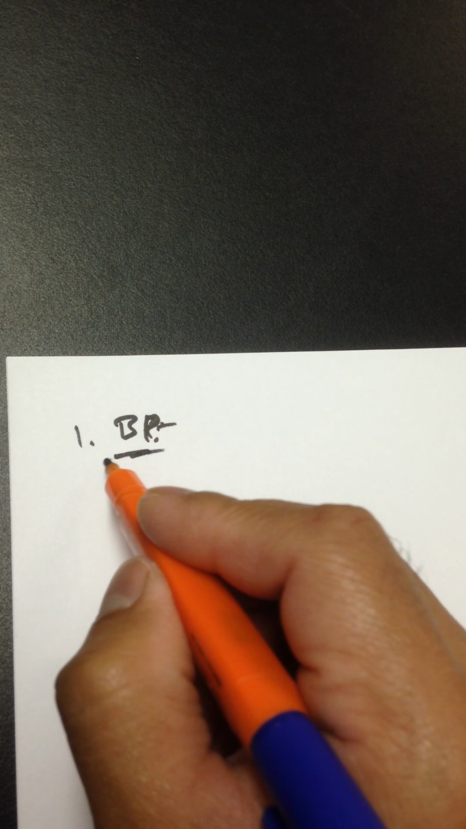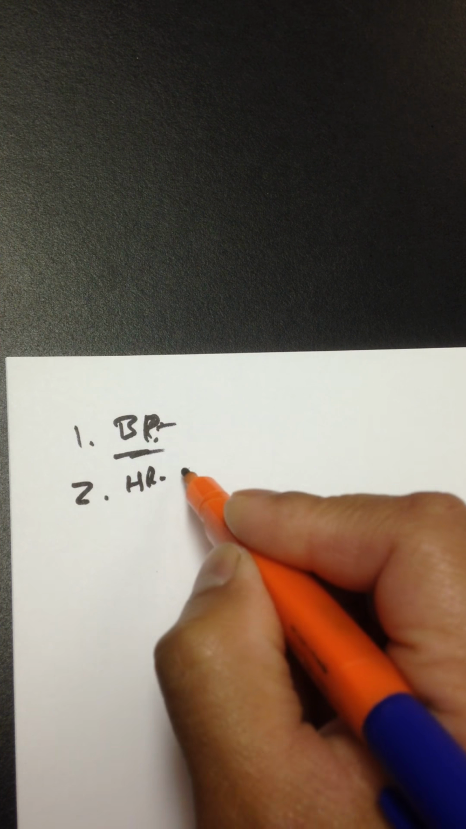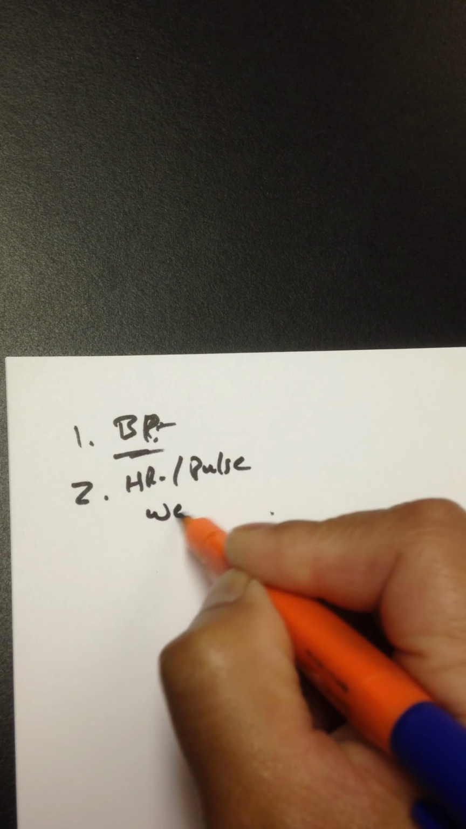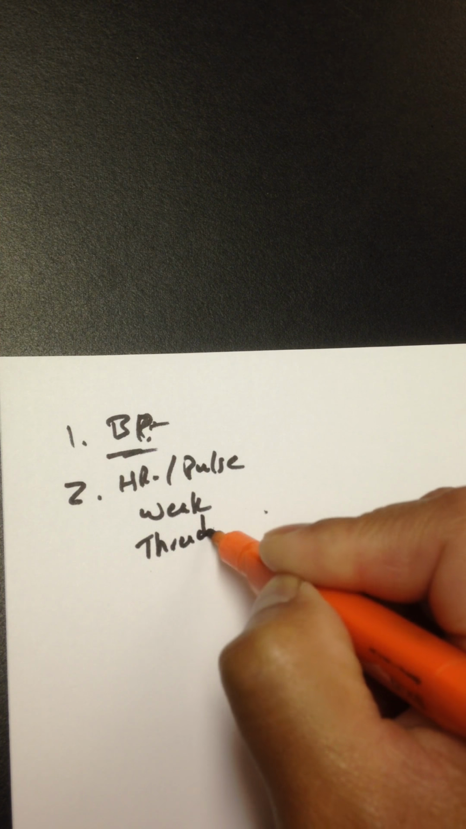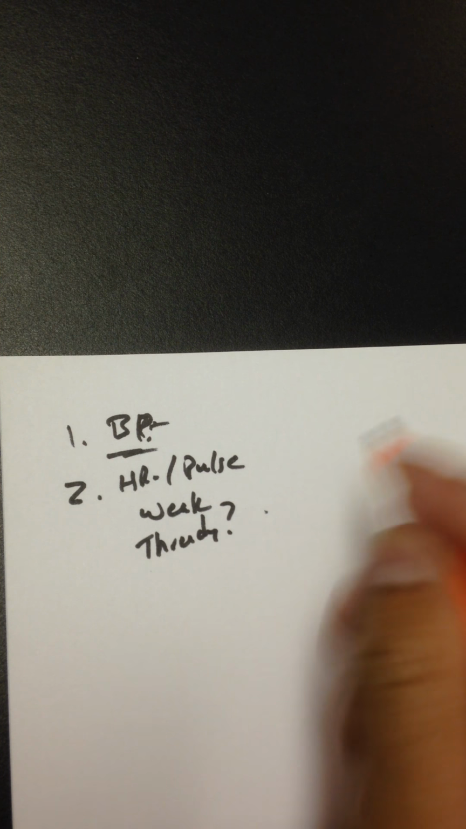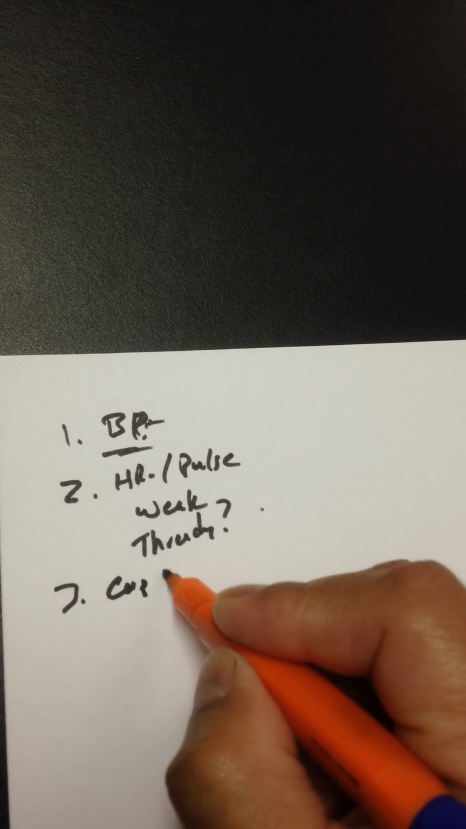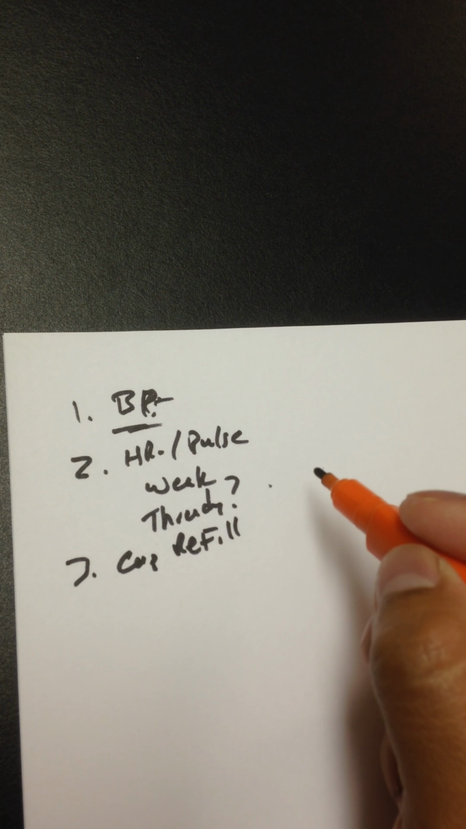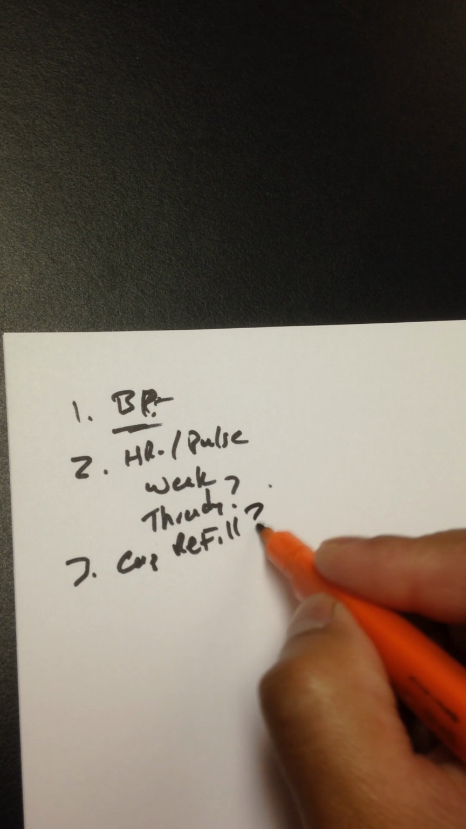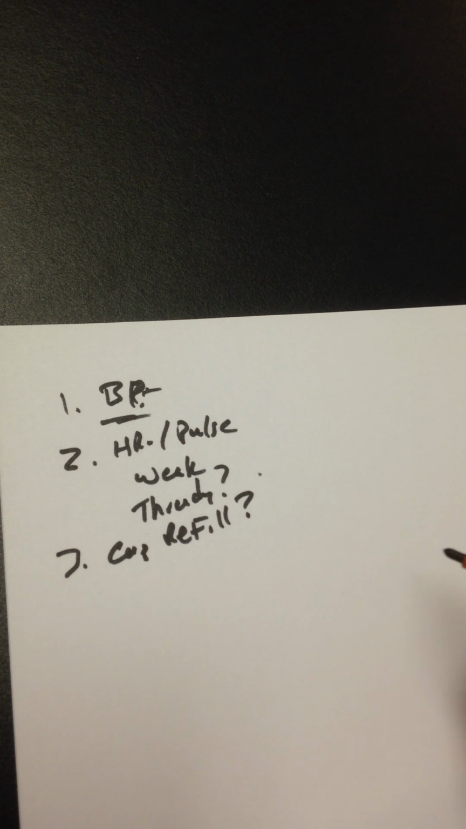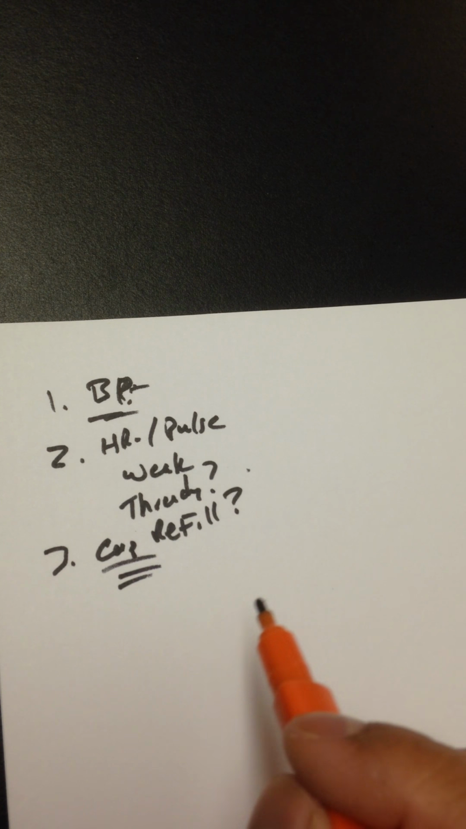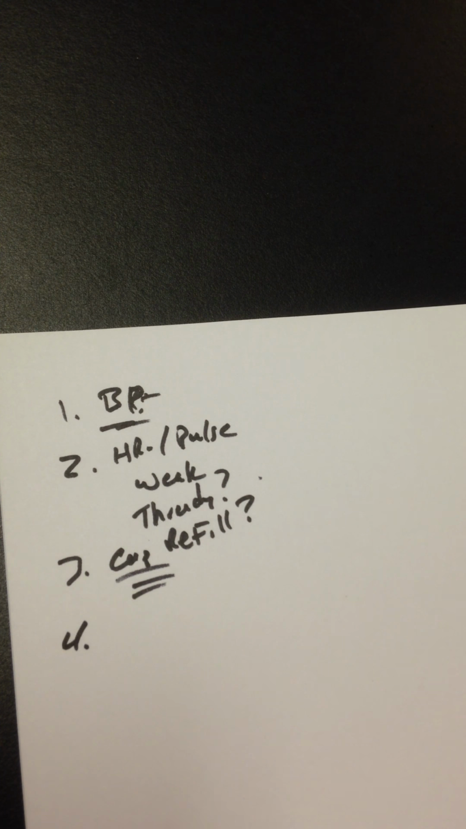So again, know your blood pressure. Number 2, their heart rate, pulse. Is it weak? Is it thready? Assess it. 3, their capillary refill. Is it less than or greater than 3 seconds? If they begin to bleed, blood is going to be shifted. It's going to be sent to the more crucial organs, and therefore their capillary refill time is going to increase. So again, what is your capillary refill? 4, you're going to assess that patient for neck vein distension.